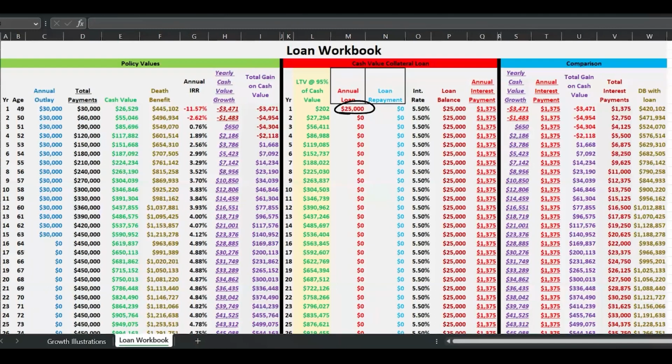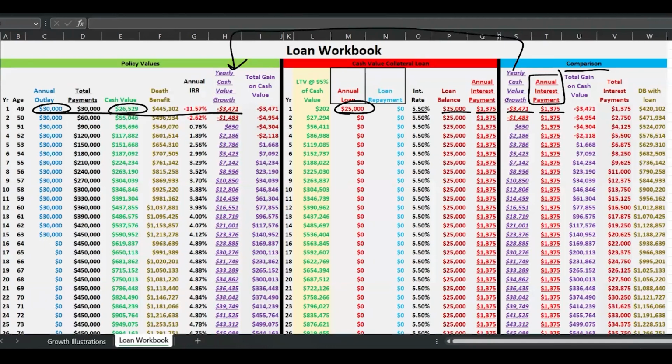25K loan. $25,000 loan balance at 5.5%. The loan interest is $1,375. So if we look under the comparison column, you paid loan interest of $1,375 that year. What was your cash value growth? Almost negative $3,500. Where we're coming up with that figure: when we look at this, you paid in $30,000, you've got $26,500. No matter how you spin it, that's a negative hit of almost $3,500.